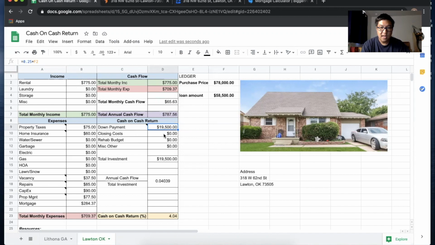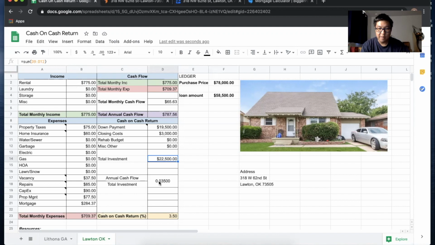Closing costs, I haven't put closing costs in yet, but closing costs for this typical loan would probably be about $3,000 worth. I'm not going to do any immediate rehabilitation repairs on this property since there's a person living in there already, so I'm going to leave that zero. Miscellaneous other expenditures, I'm going to leave that at zero also. So my total investment that I'm putting into this property is $22,500.